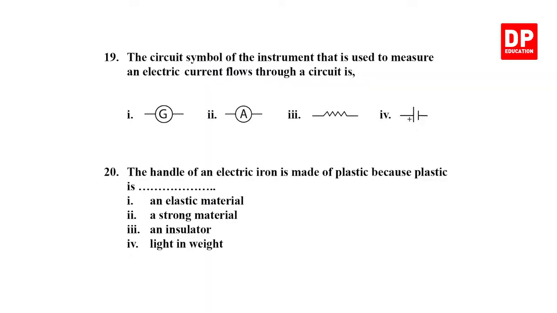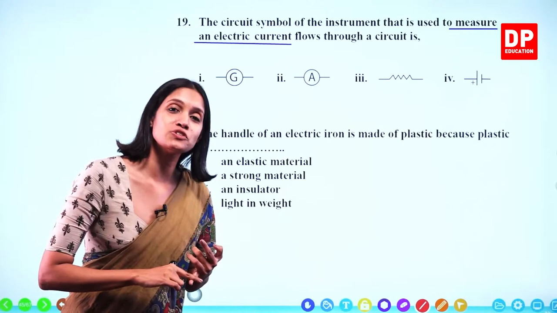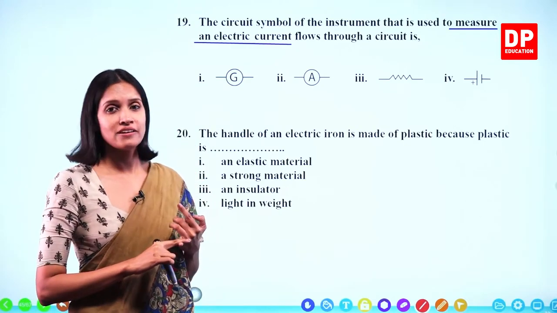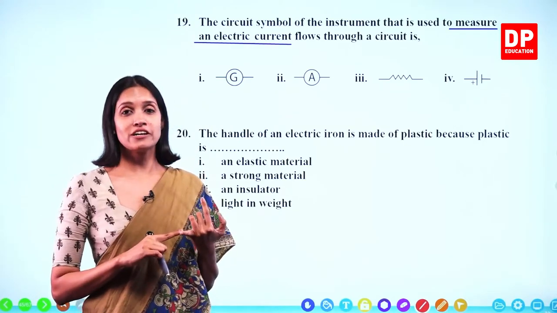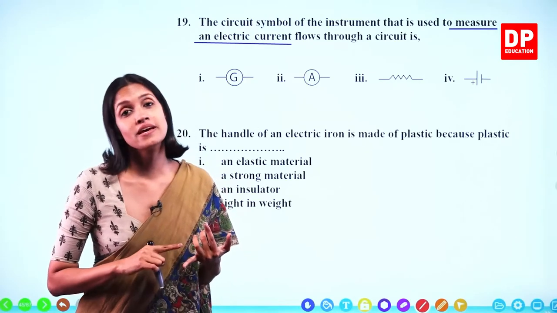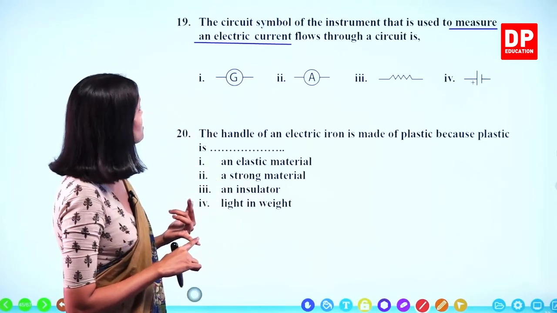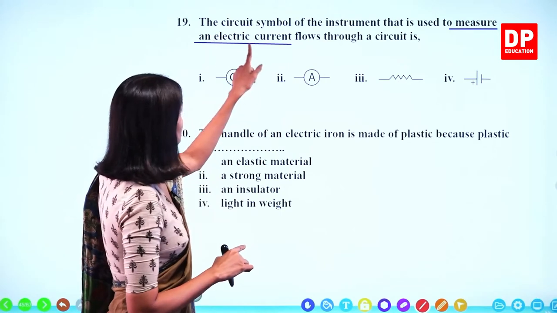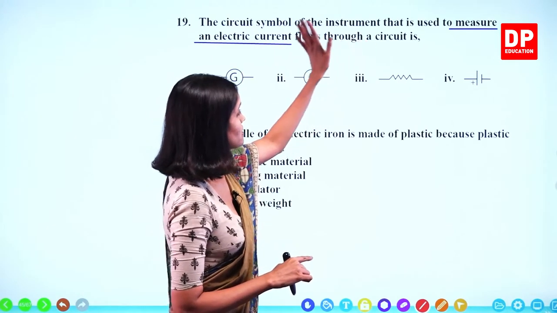Number 19. The circuit symbol of the instrument that is used to measure an electric current. Measure an electric current. What is used to measure an electric current, children? Ammeter is used to measure an electric current, right? To measure smaller electric currents, we can use galvanometers and milliammeters, right? So, to measure an electric current that flows through a circuit.